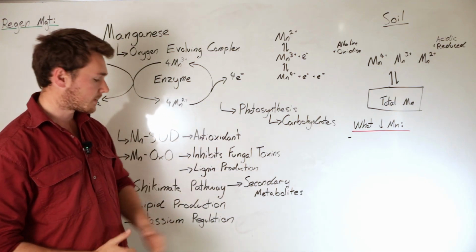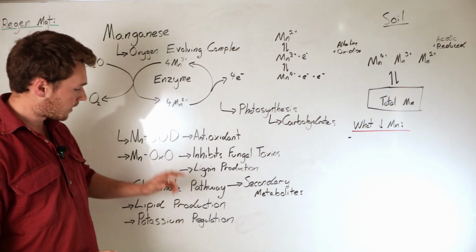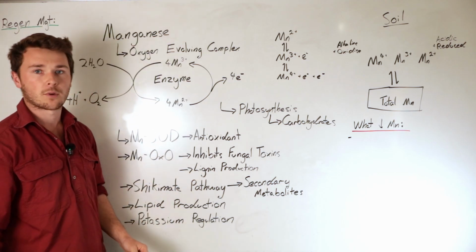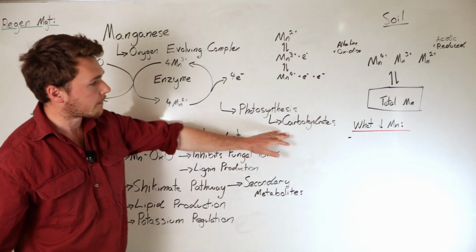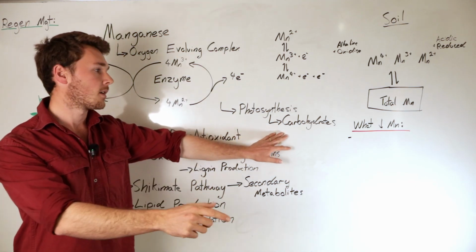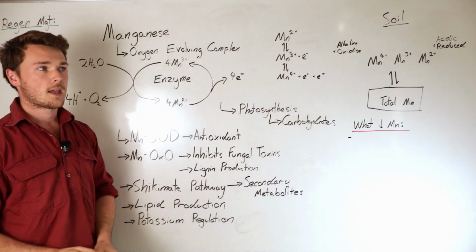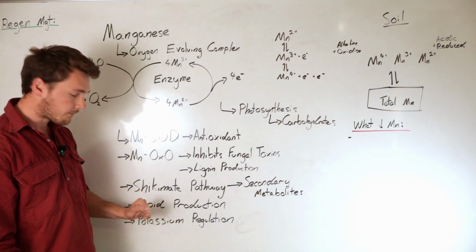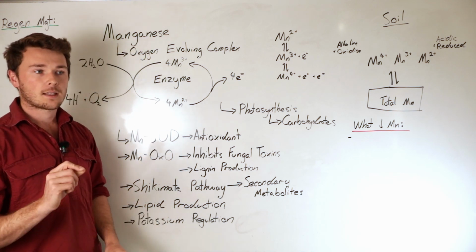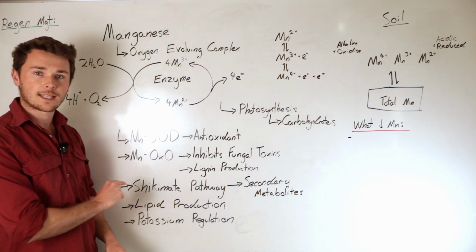Leading on from that, manganese is important for lipid production in the sense that it firstly increases the carbohydrates, which are then used in lipid production, but also in the production of fatty acids. And so all of that's required in lipid production. And finally, manganese is important for potassium regulation.